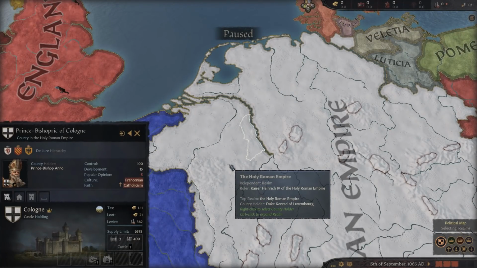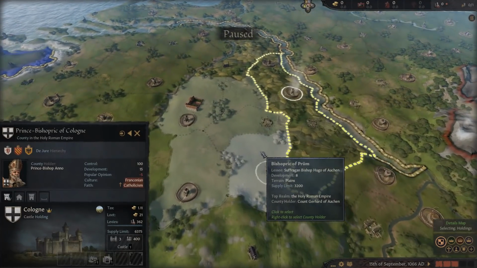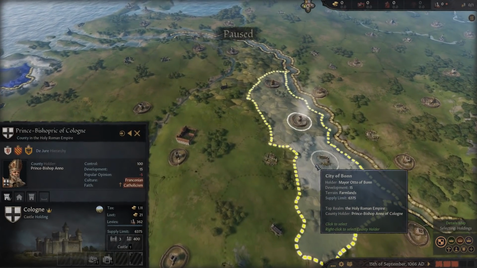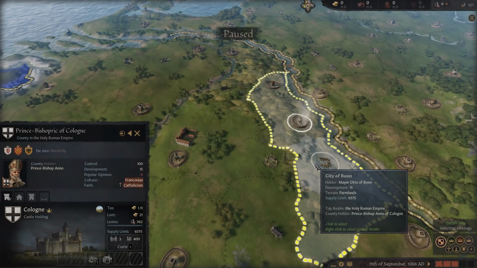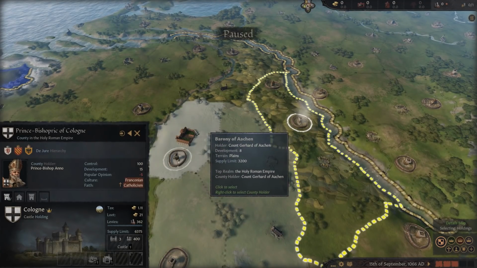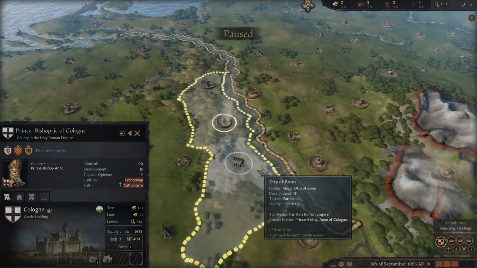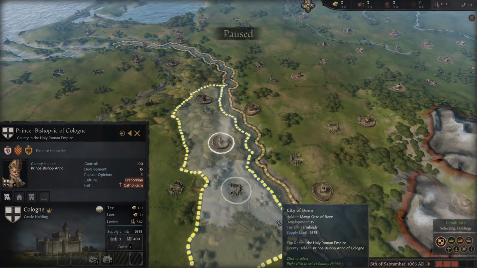Well, now we are in the HRE and in Cologne, or as us Germans like to call it, Köln. And here you can, and we're going to ignore this special building here. Just, you don't see it. Let me move over here. Whoop, there, it's hidden. It wasn't there. You did not see it.